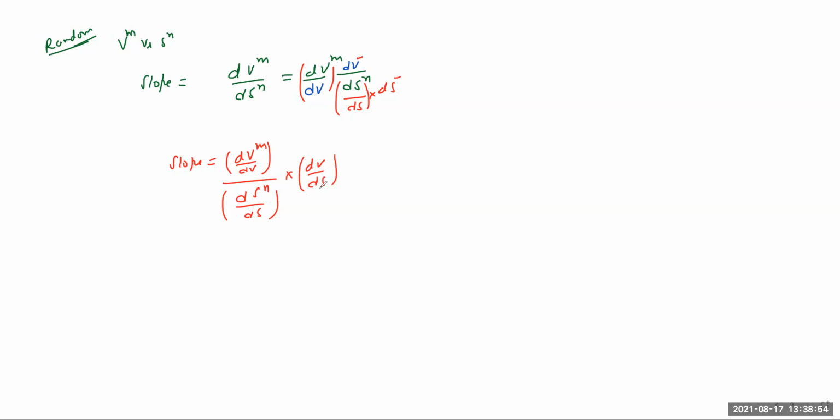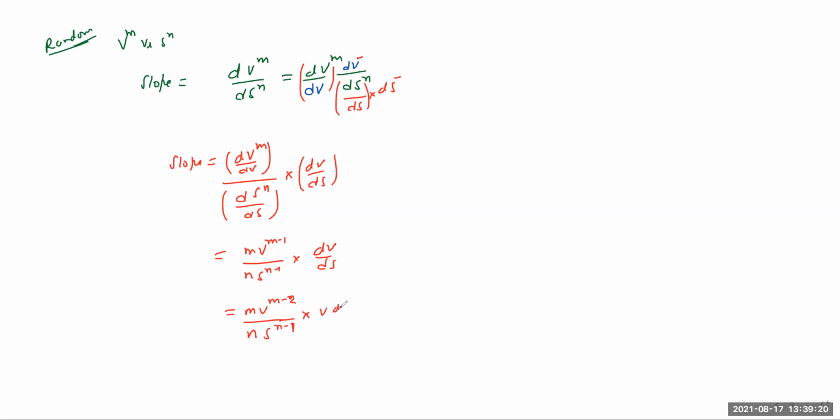And this is not acceleration, because we know that acceleration is v dv by ds. We can write this as m v to the power m minus 1, over n s to the power n minus 1, into dv by ds. But we need v dv by ds to make it acceleration, right? I can take one v common from v to the power m minus 2, and my job is done.